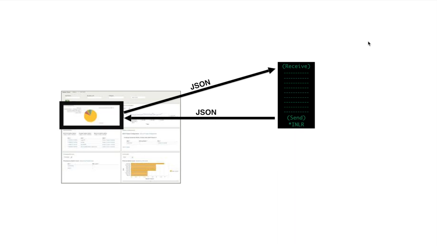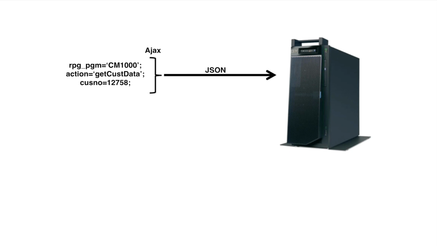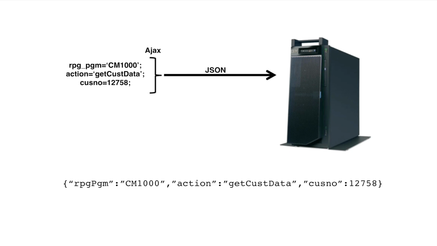So if we drill down into one of these examples and take a look at what might be happening, let's say we're going to have a program called CM1000, an RPG program we want to call. And within that CM1000 RPG program, we want to do an action called getCustData, and we're going to pass it a customer number. Maybe that was typed into one of the fields at the top of the page. So the way this would work in Valence is you'd use an AJAX call, which is basically part of the framework, to send that JSON data, which would look something like this, to the IBM i.